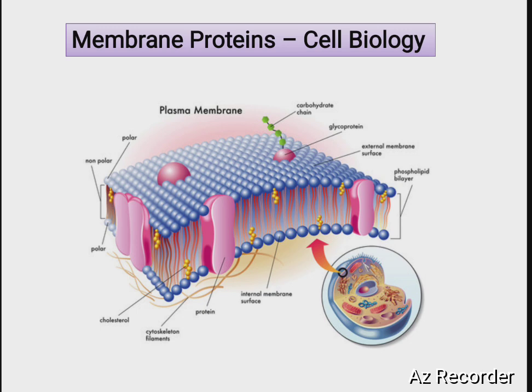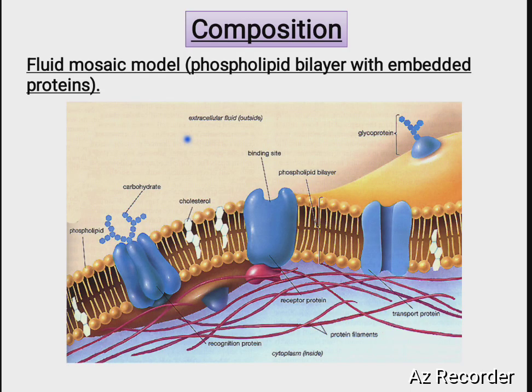So first thing, the membrane proteins. Here in this picture you can see that the cell is having the membrane. So in that, we are going to study the cell membrane. Let's see next, one by one, the main components of the membrane proteins.